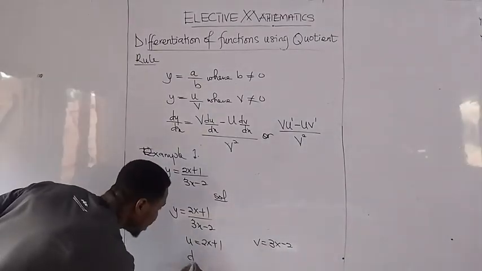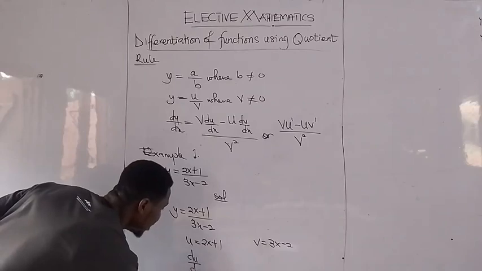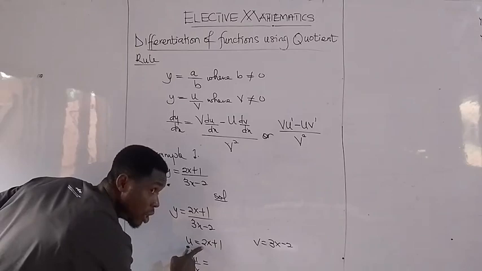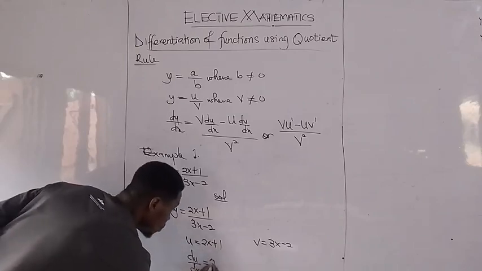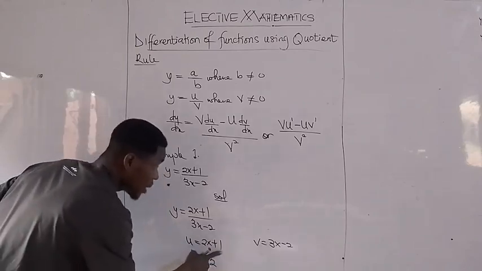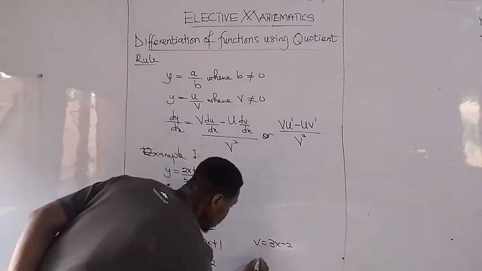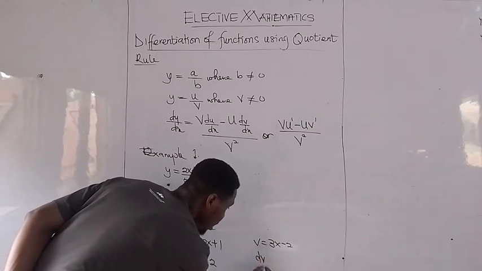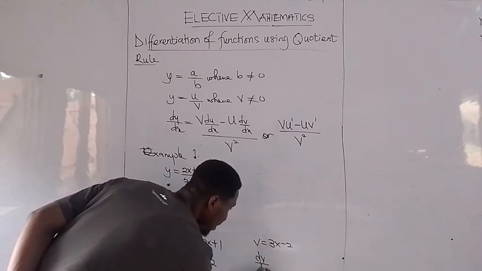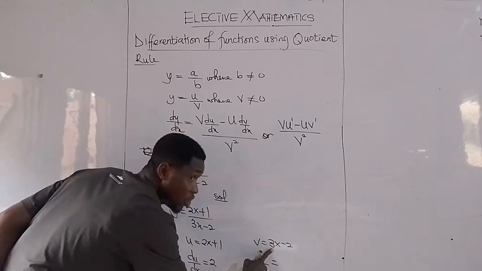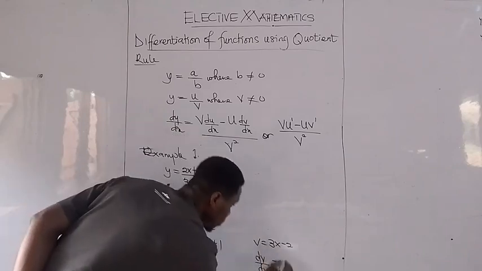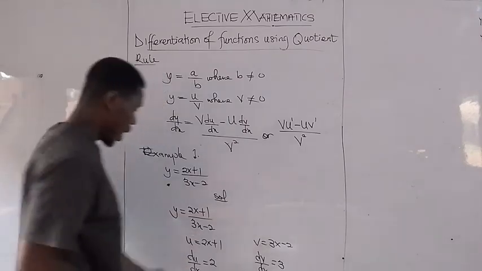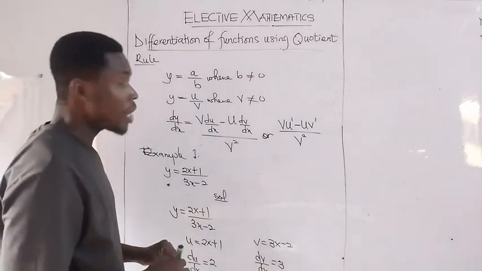So our du over dx is equal to, when you differentiate this, you will have 2. This one will blow because it's a constant. Then you differentiate this with respect to x. So dv over dx is equal to, when you differentiate this, you are going to get 3. Differentiate the constant, you will be getting 0. So this is it. With this, it means that we are good to go.